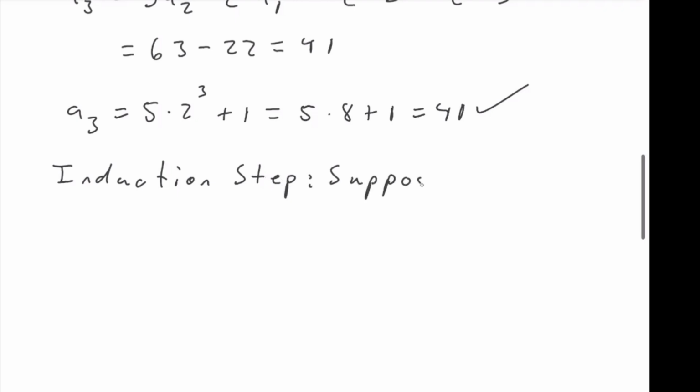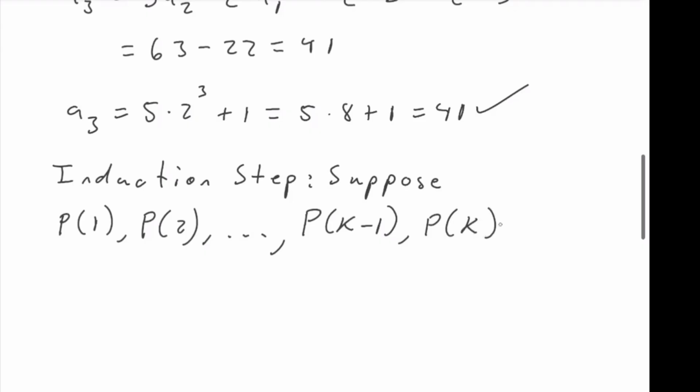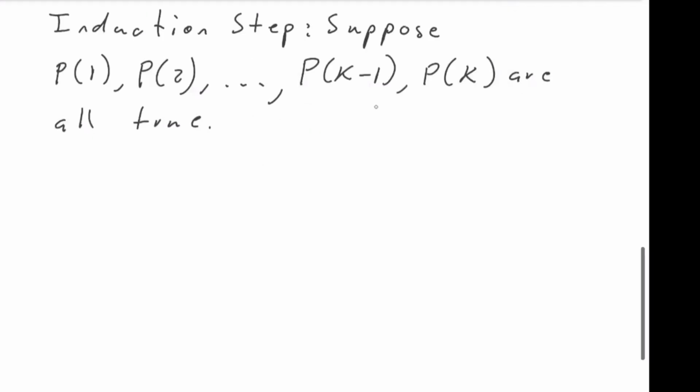Suppose P of 1, P of 2, P of k minus 1, and P of k are all true. Okay, so I'm going to assume all these are true. In particular, I'm going to be looking at these two. So these two tell me that a sub k minus 1 is equal to 5 times 2 to the k minus 1 plus 1. And a sub k is equal to 5 times 2 to the k plus 1.